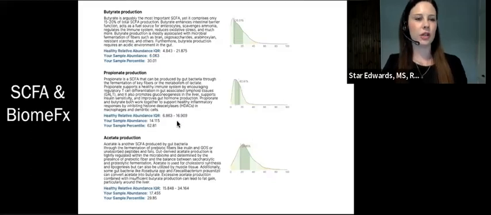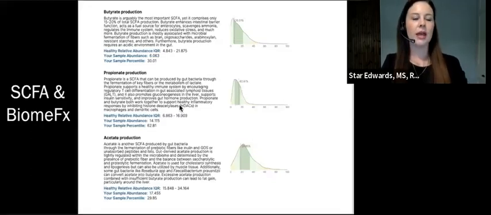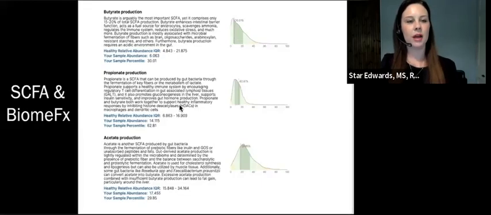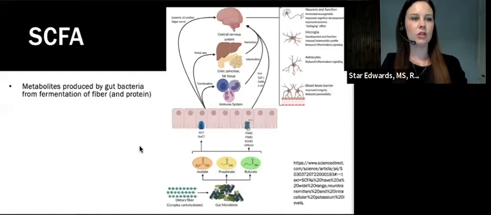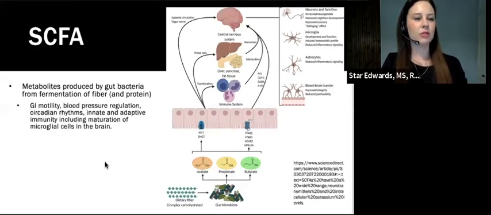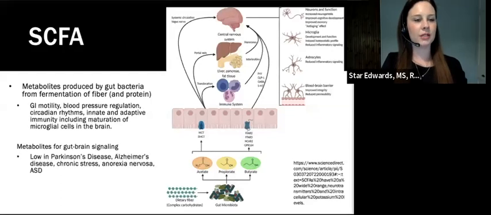We are going to start with short chain fatty acid production. And the short chain fatty acids that we're looking at on BiomeFx are butyrate, propionate, and acetate. Short chain fatty acids are metabolites produced by gut bacteria from fermentation of fiber, sometimes protein, and they contribute to GI motility. They're important for blood pressure regulation, circadian rhythms, innate and adaptive immunity, including maturation of microglial cells in the brain. So they are metabolites for gut-brain signaling.